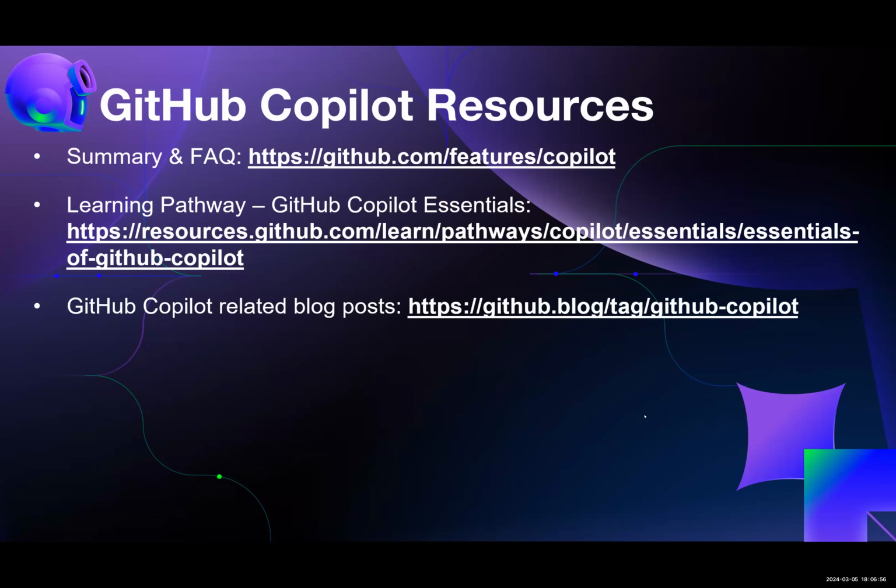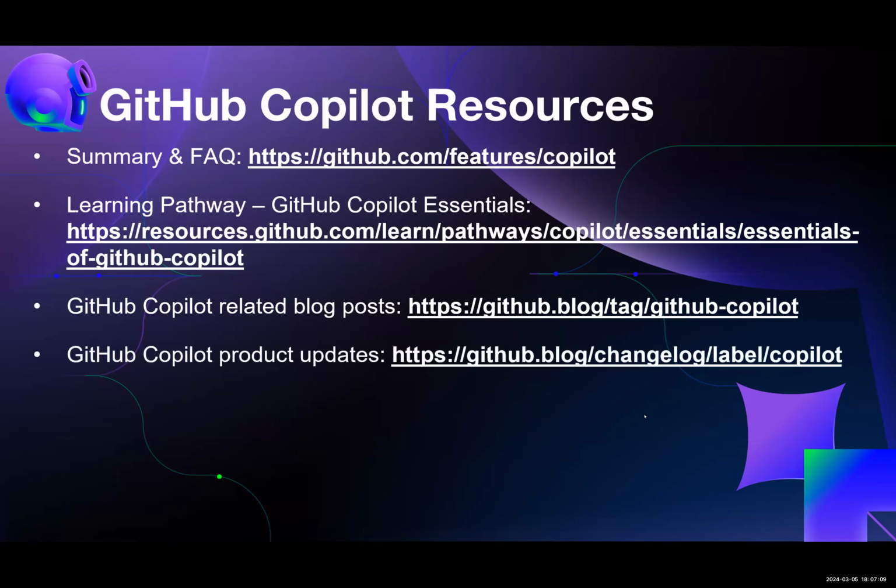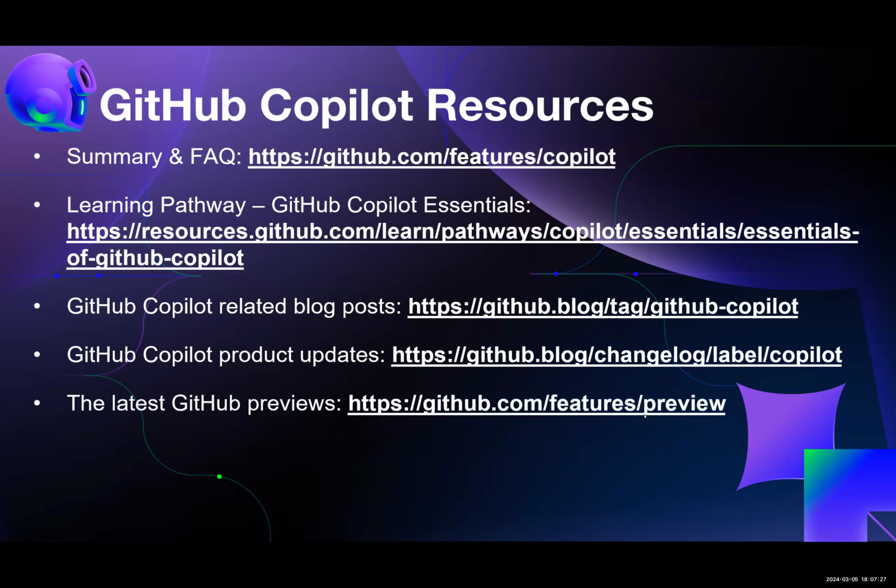Copilot related blog posts. So when you go to github.blog, we tag all the blog posts, whether it's GitHub Advanced Security, Copilot, Actions, whatever, but there's a whole section on Copilot. That's where we have all of our announcements and everything. Product updates, you can see even the little incremental updates. We had some model updates that we announced last week, which, you know, not a big splash on the blog, but still, if you're following along, you want to know the details there.